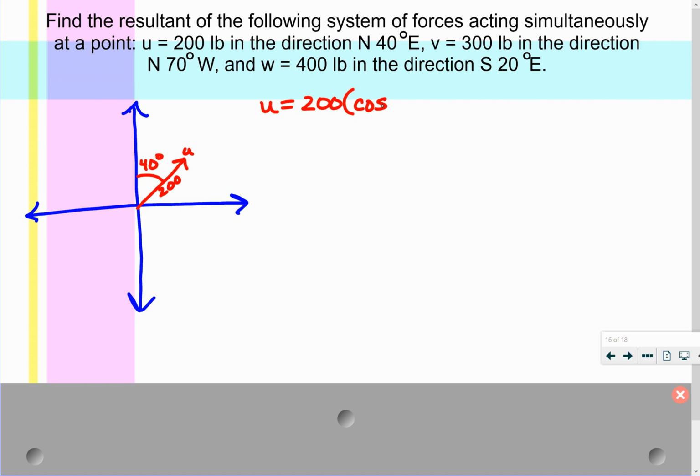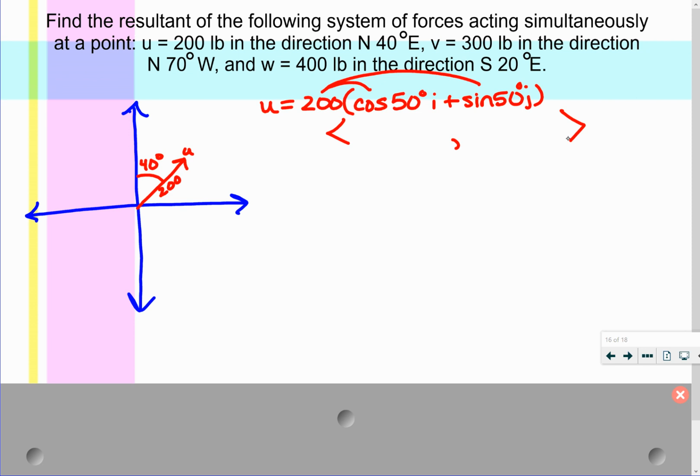Is 40 degrees a direction angle? It is not. What's the direction angle from the positive x-axis to get to u? 50. All right, and this is where we need a calculator. You're going to do 200 times cosine 50, and 200 times sine 50. And then you're just going to write your two coordinates. I'm going to write it in this form. You could leave it with i's and j's if you want to.